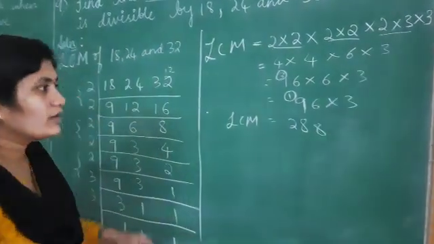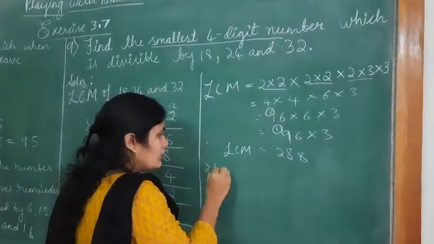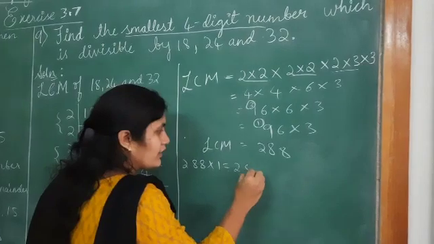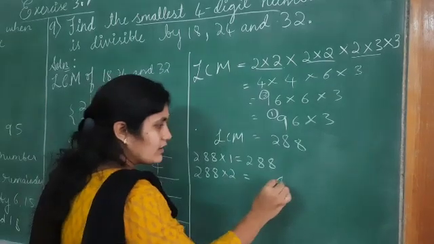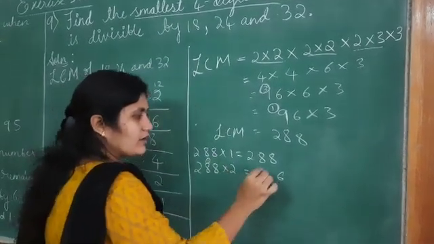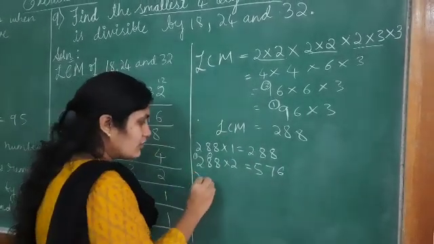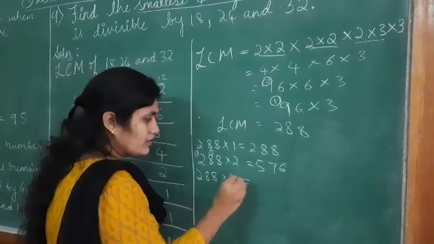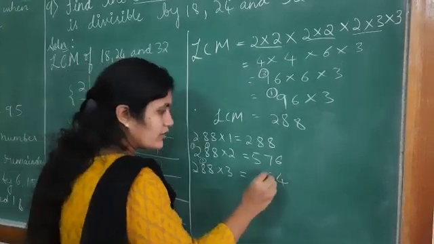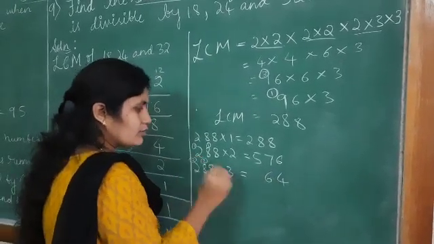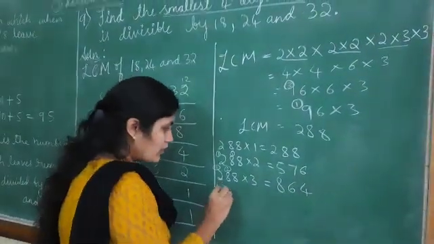But as per the question, we want the smallest 4-digit number. That means we should write the multiples of 288. 288 into 1 is 288. 288 into 2: 8 2s are 16, carry 1. 2 8s are 16, carry 1, 17. 2 2s are 4, plus 1, 5. 576. 288 into 3: 8 3s are 24, carry 2. 3 8s are 24 plus 2, 26. 3 2s are 6 plus 2, 8. This is also a 3-digit number, but the requirement is 4-digit number.